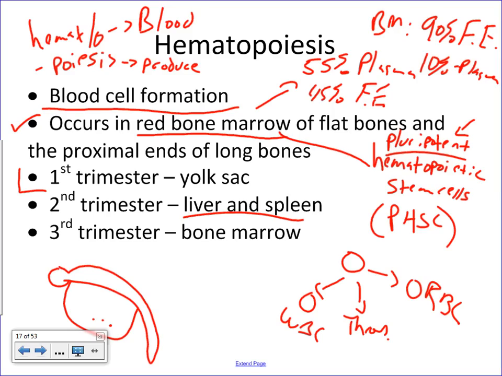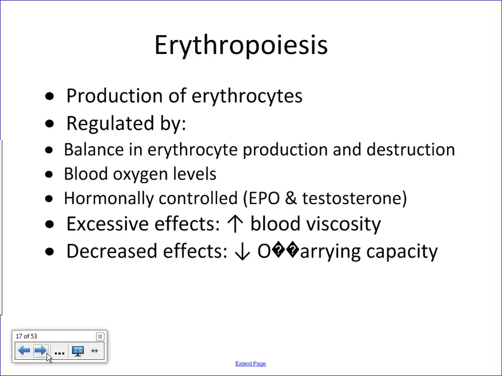Then as you progress into the third trimester and organs and bones become more mature, that's when the red bone marrow takes over. After birth, for the rest of our life, the red bone marrow is where we manufacture blood cells. So that's hematopoiesis. Now let's get into a more specific process, erythropoiesis.